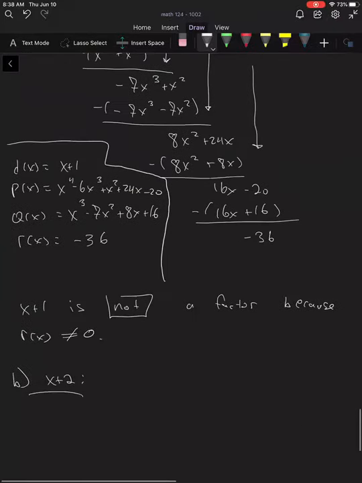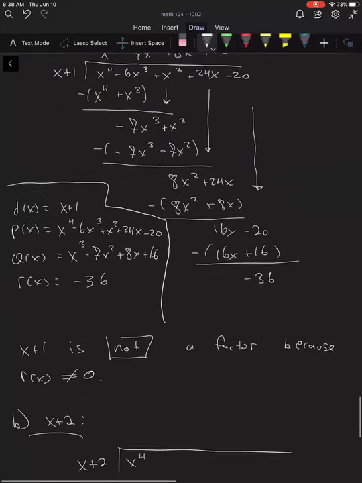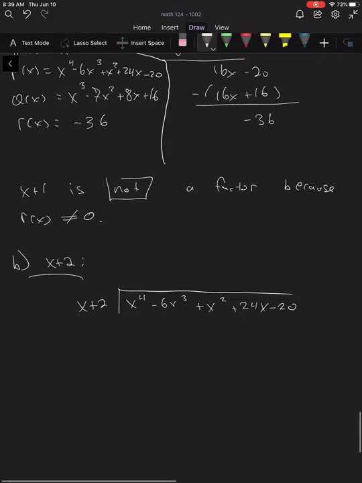So let's do division with x plus 2 now. So the p of x is again x to the 4 minus x cubed plus x squared, 24x minus 20. Okay, so now same thing.